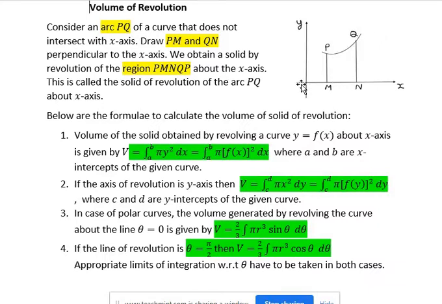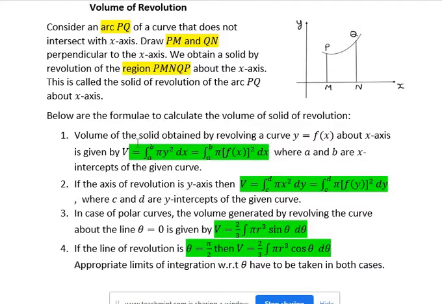It is not intersecting the x-axis, and we have drawn two perpendiculars from P and Q to the x-axis. They are PM and QN. We obtain a solid by revolution of this region, that is PMNQP. If this region is rotated around the x-axis, a solid will be generated. That solid is called the solid of revolution of the arc PQ. Now let us discuss the formula to calculate the volume of this solid of revolution.